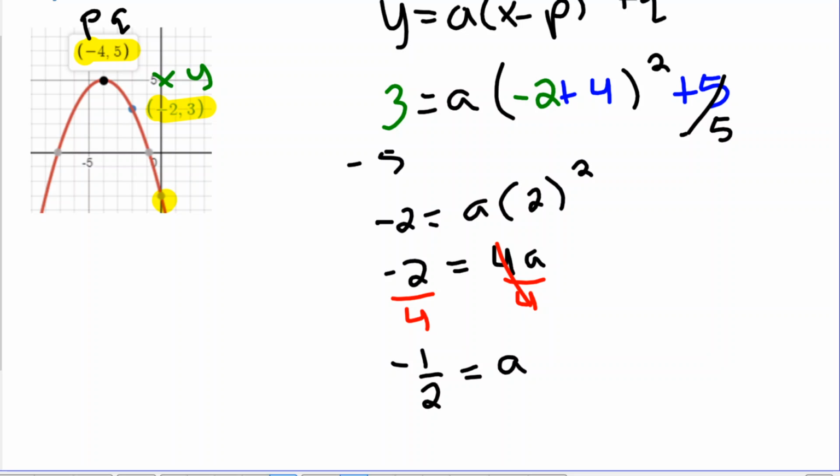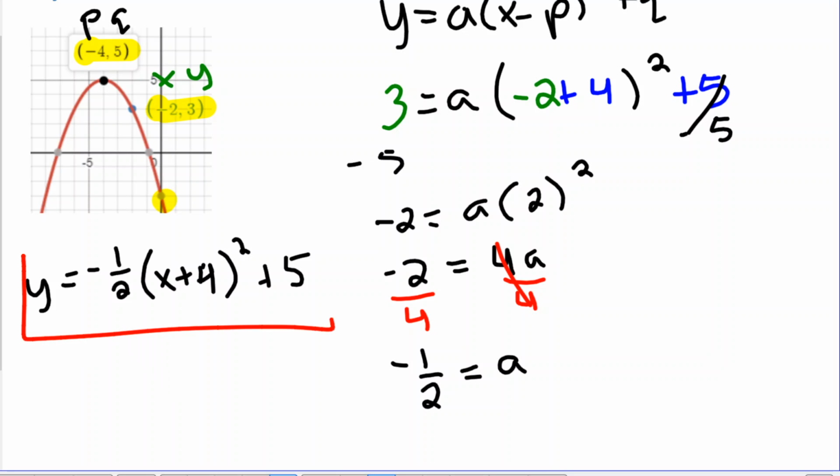So again, make sure you're not done here. You have one more step. Y equals, you plug in this A value, -1/2. You plug in your P and Q, x plus 4, right? That sign is flipped. Even though P is -4, we always subtract P, plus 5. Make sure you're putting your P's and Q's in, not your X's and Y's, so that it looks like the equations we're used to. And there's our equation in vertex form.